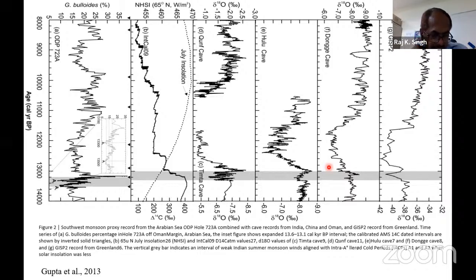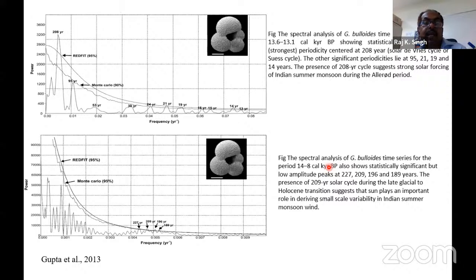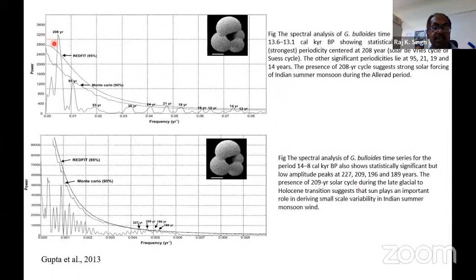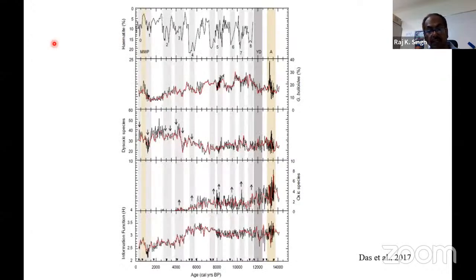If you take long records, the resolution is not high enough to resolve this solar cyclicity. But for the late Pleistocene and the Holocene, we have very high resolution records, which can actually show the influence of the solar cycles on monsoonal precipitation. During the Bølling-Allerød, we found that the monsoon was strong and had cycles of 208 years, the de Vries cycles, which are solar influenced.